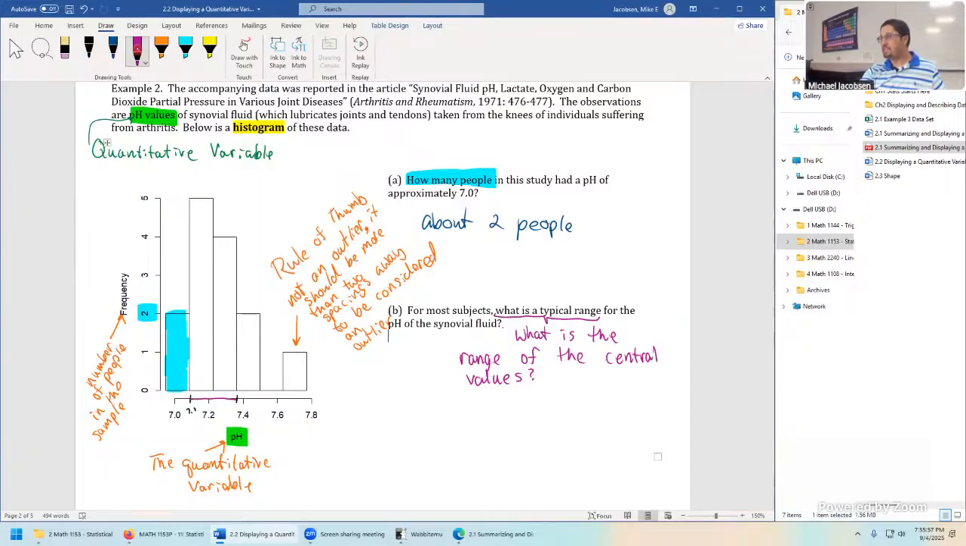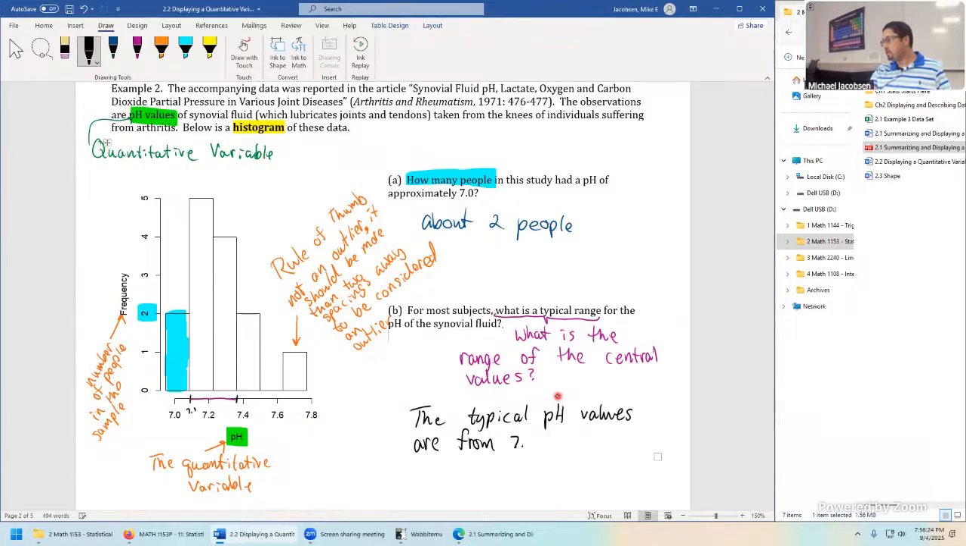Let's just approximate and say the typical pH values. It's good to bring in some of the context by mentioning the unit. It reminds us this was people suffering from rheumatoid arthritis. This was synovial fluid from the knees. And those typical pH values are from 7.1 to, I would call that maybe 7.35 approximately.